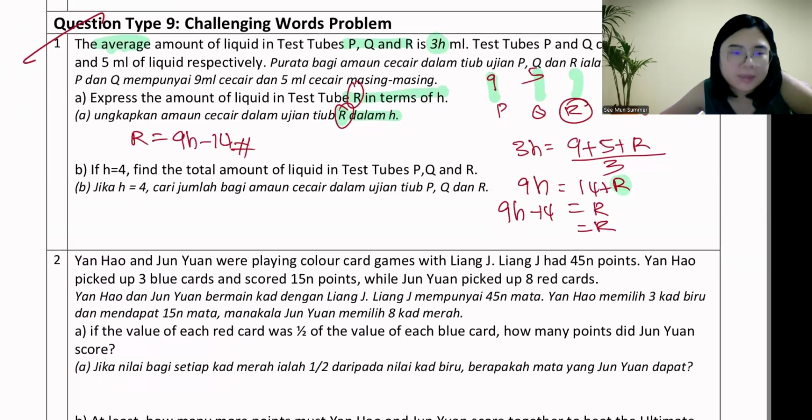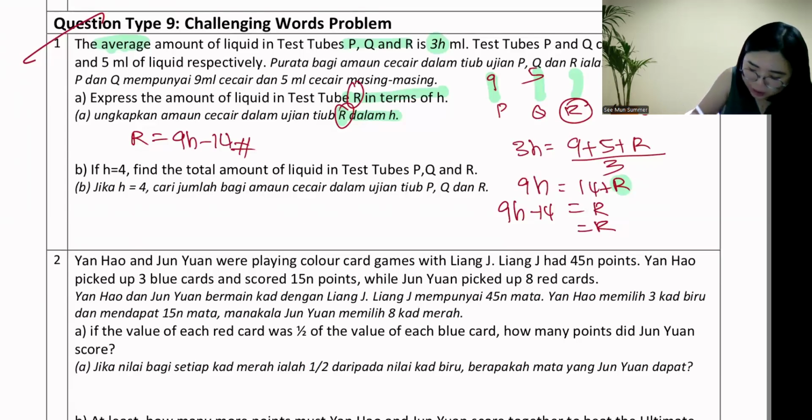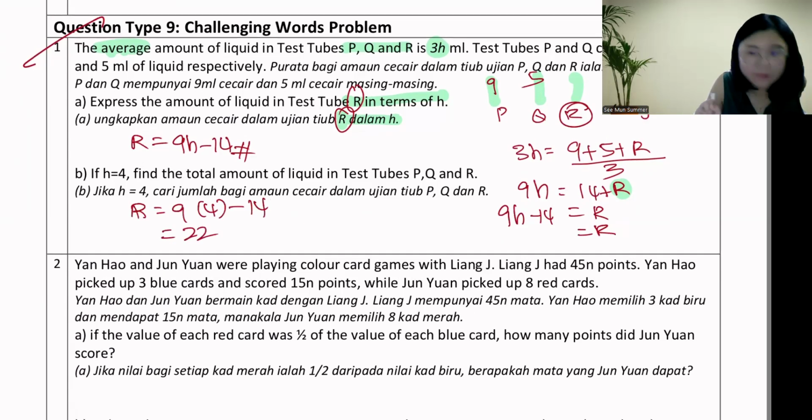Okay, let's say B. If H equals to 4, find the total liquids of PQR. Okay, so now we know that R here is the liquid of R. So I substitute, 9 times H equals to 4 minus 14. Right? So R equals to 22, am I right? Okay, so this is 22.